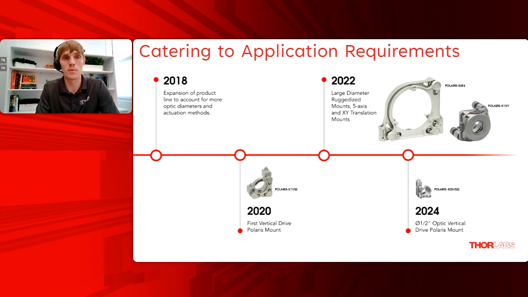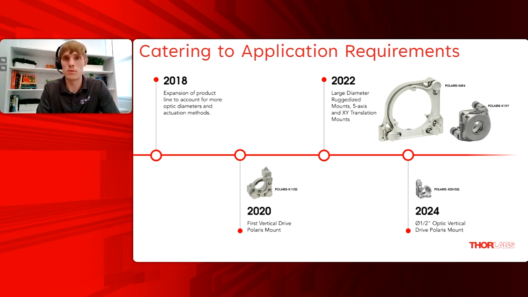Over the next years, we expanded the product line to account for more optic diameters and actuation methods. Just 4 years ago, we released the first vertical-drive Polaris mount to solve user issues of not having enough space or dexterity to turn the adjuster screws in space-constrained applications. We'll dive into the vertical drives a little later.